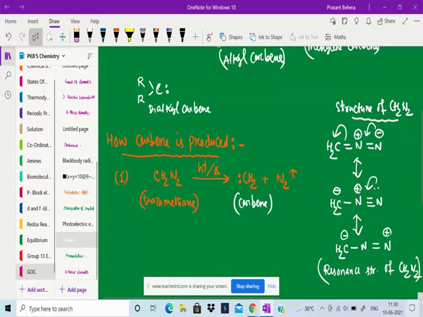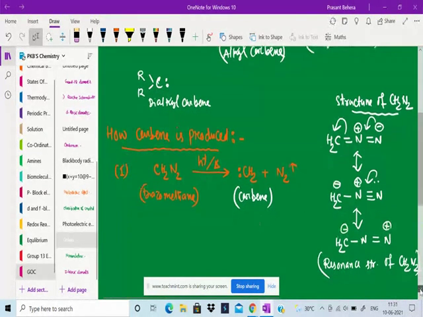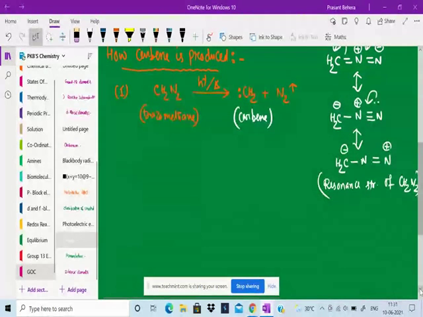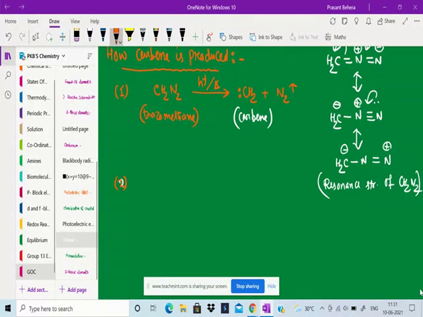Another method of producing carbene. Second, similarly, RCHN2, a diazoalkane, undergoes photolysis or pyrolysis. We get carbene RCH plus N2. This is known as alkyl carbene.